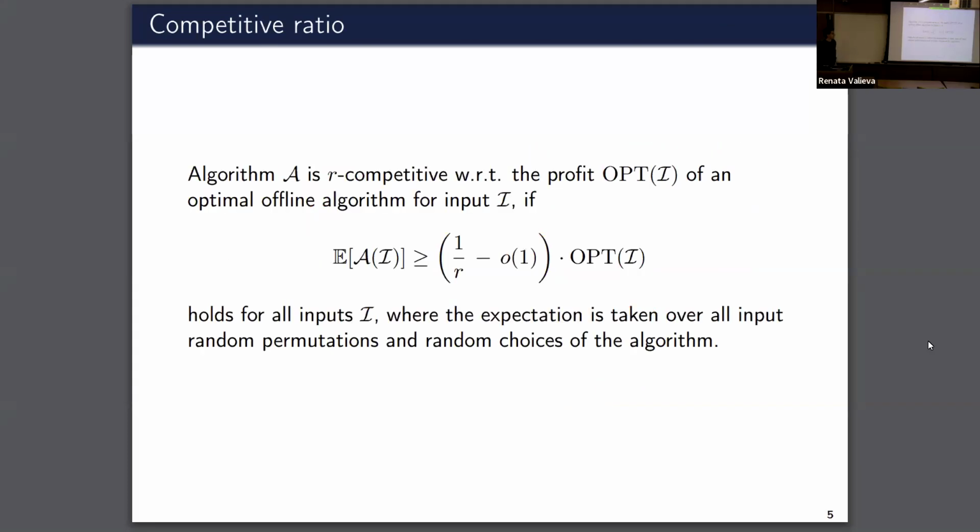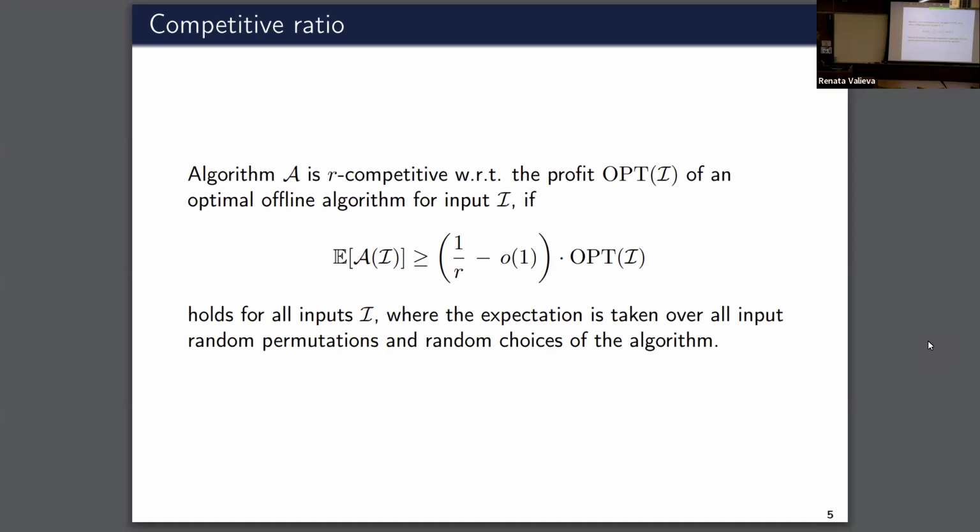We say that an algorithm is R-competitive when it achieves a 1 over R, or R, approximation. I have seen both notations, and possibly there is a little o(1) that vanishes asymptotically as N grows. OPT(I) is, of course, the optimal offline solution, and the expectation is taken over all input random permutations and all the random choices of the algorithm, if any.